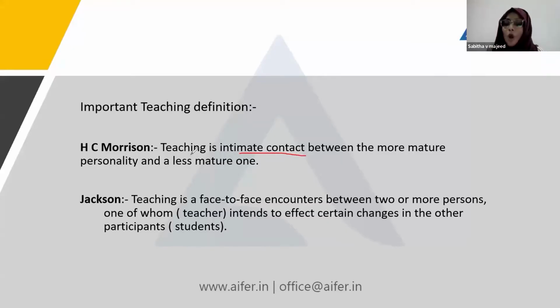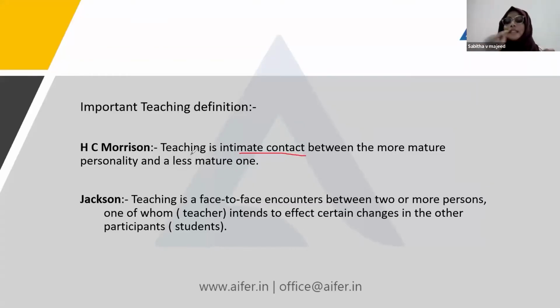Here in the teaching learning process, he considers the more matured personality as teacher and the less matured personality as student. So the relationship between a teacher and student, or between a more matured personality and a less matured personality, will happen in the teaching process. That is the definition given by H.C. Morrison. Once again, according to H.C. Morrison, teaching is an intimate contact. Teaching is a close relationship. Teaching is an intimate relationship between the more matured personality and the less matured personality.